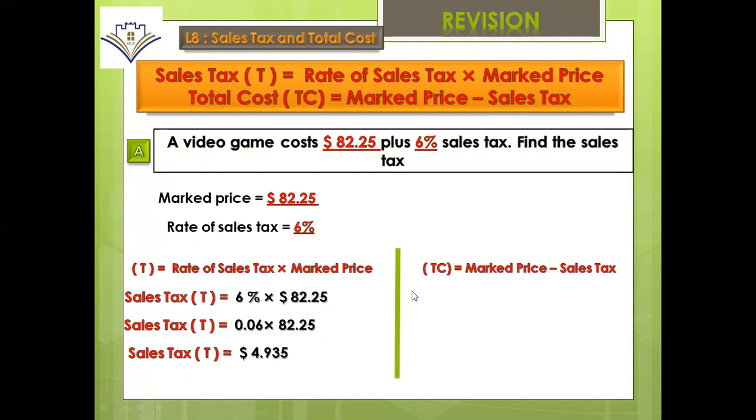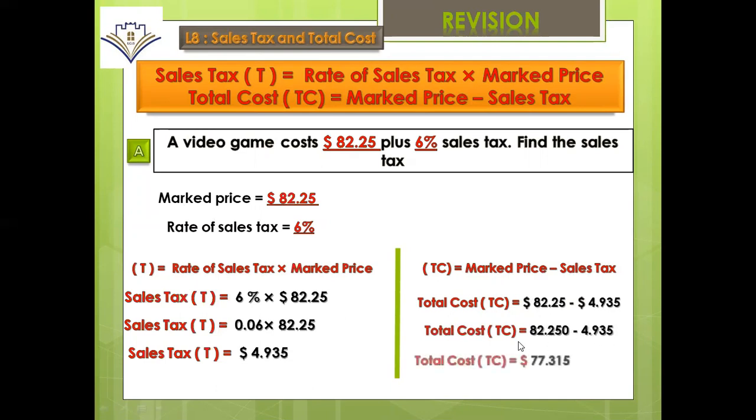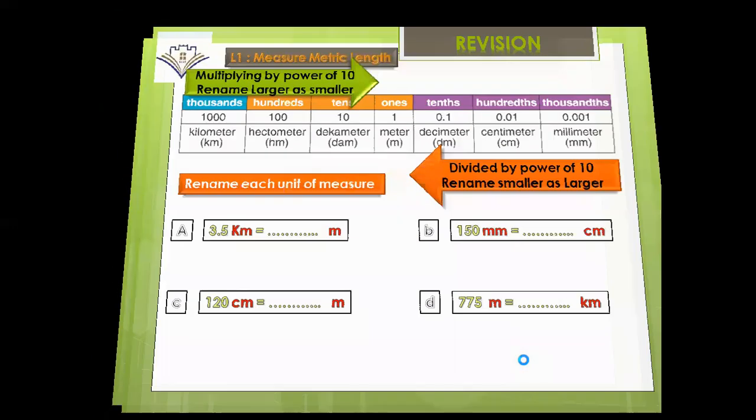And we also need to get the total cost. Total cost equals market price minus sales tax. The market price we know: 82.25 minus the sales tax we got, 4.935. We put here another 0 to be 3 decimal places. Then when we subtract, the answer will be $77.315.